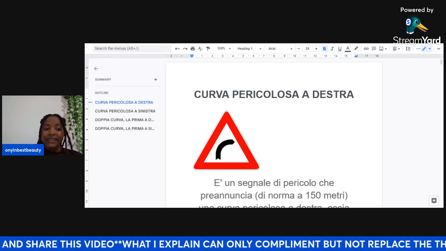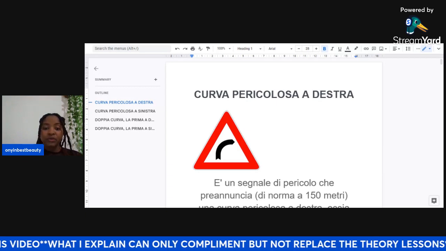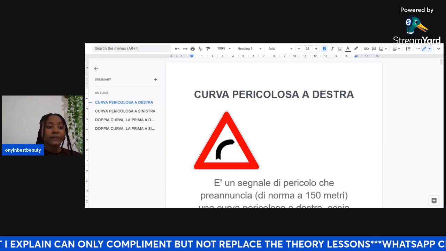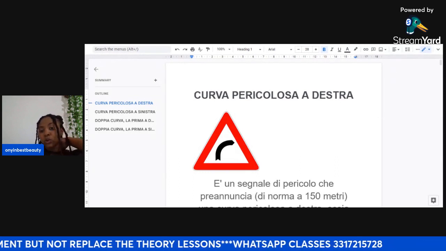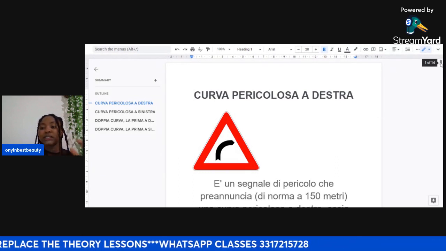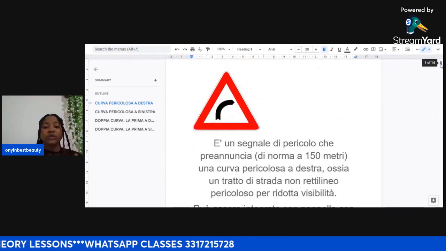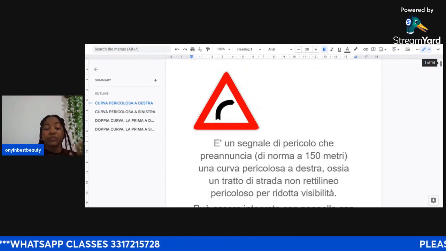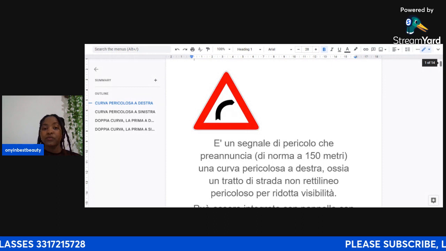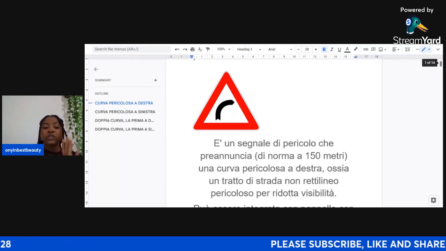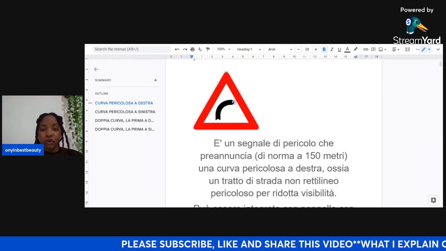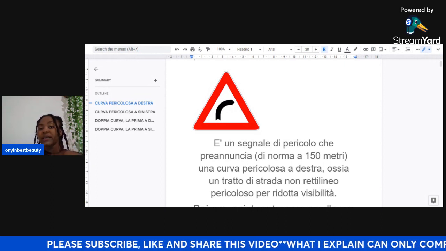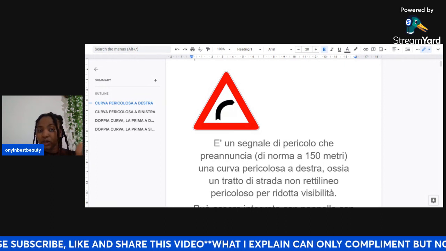Okay, let's get started. In today's video, we'll be talking about Segnali di Pericolo, like I said, and number one on my list is Curva pericolosa a destra. Now, you usually see these things on the road, right? When you see this sign, what is it telling you? It's a Segnale di Pericolo. Usually, it tells you of a danger 150 meters ahead. When you see this sign going to your right, it's telling you of a curve by your right, 150 meters ahead of where you're seeing this particular sign.